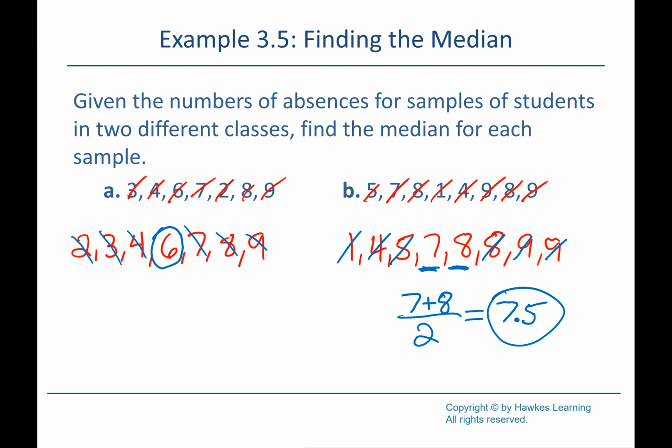So either you have one number exactly in the middle, that's the median, or you have 2 middle numbers, add them up and divide by 2. That would be the median. All right, so that's all there is to the median.